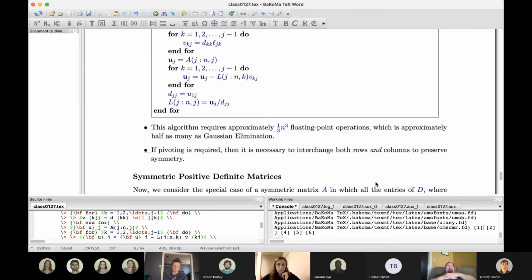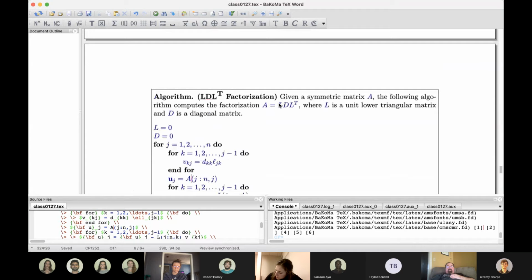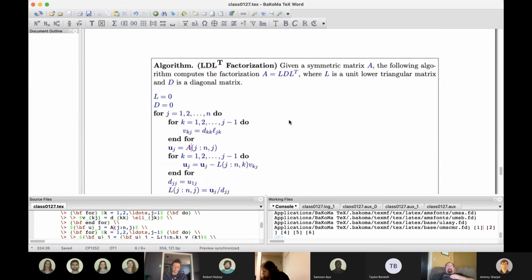Now, during the rest of the time, I'll talk about a very important subcategory of symmetric matrices: symmetric matrices that are also called positive definite. When a matrix has an LDLT factorization, the entries of D need to be non-zero. But now I'm going to focus on the case where those entries are actually strictly positive.